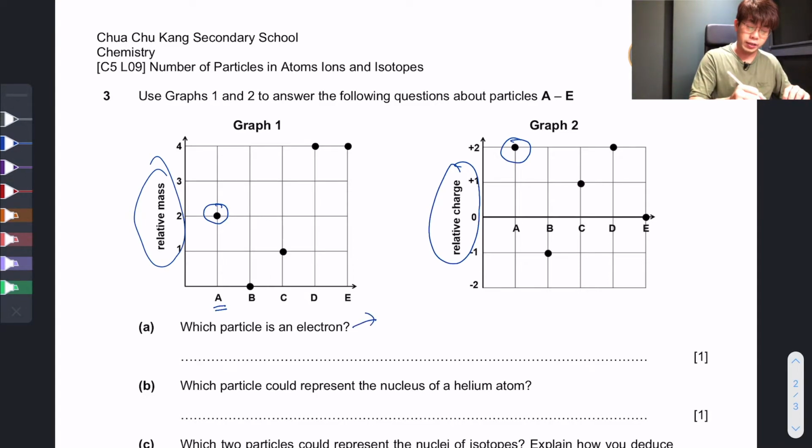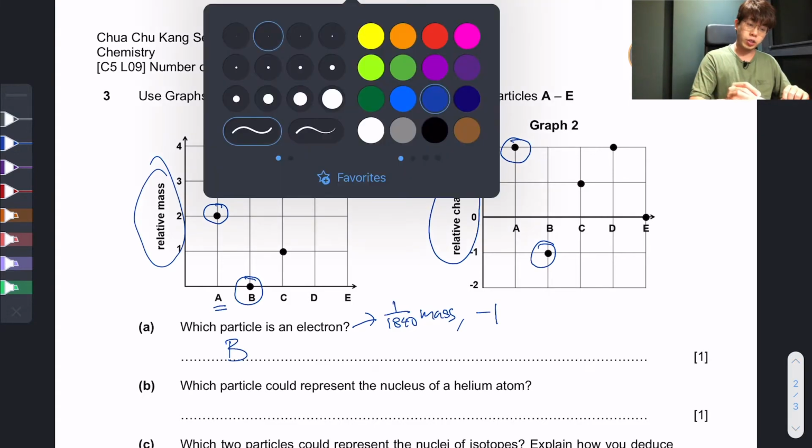Now, electron has almost 1/1840 mass, right? And it has a charge of -1. So let's find which particle would that be. So you can see particle B has almost 0 mass and it has a charge of -1. So particle B is an electron. You got that? Okay, let me change color.